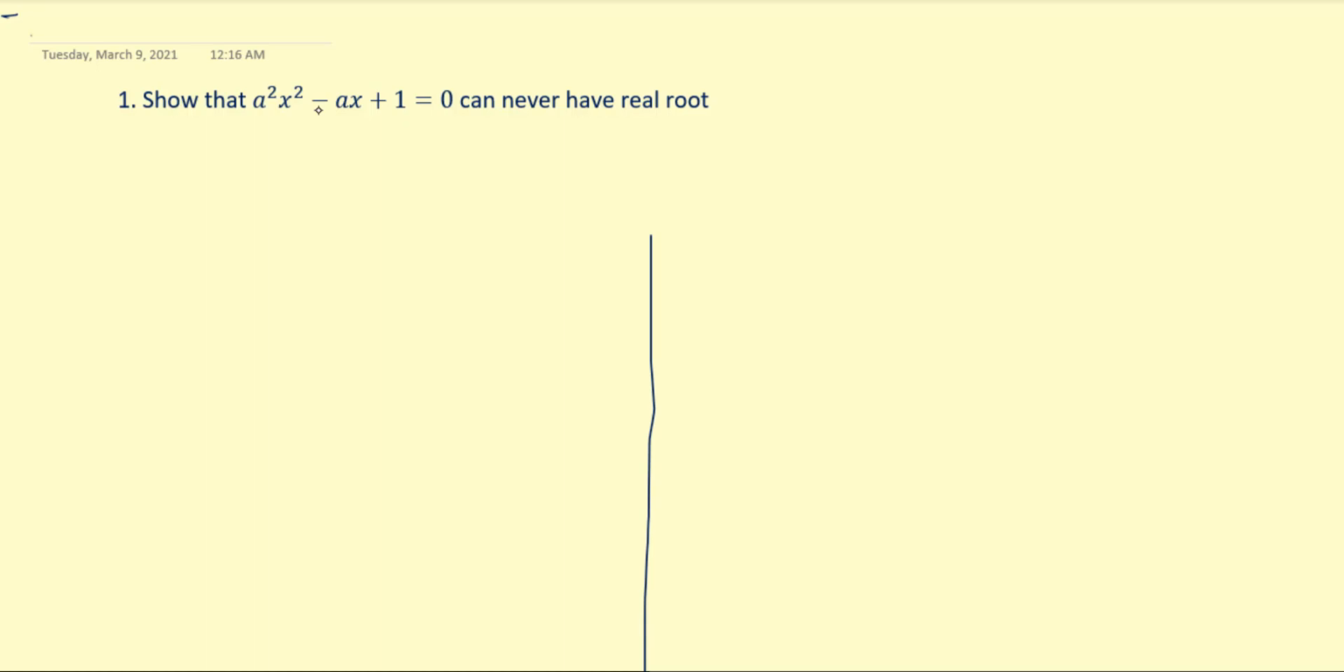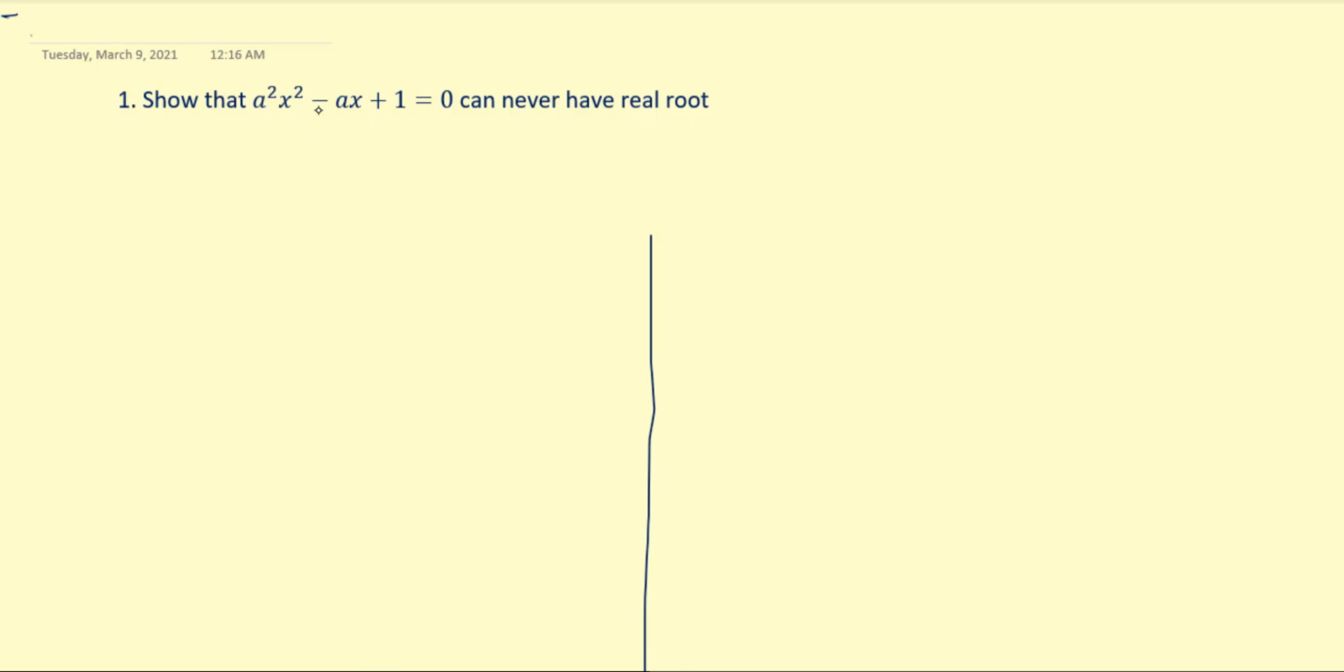We want to solve 5 questions on quadratic equation, polynomial, and partial fraction. So this is the first question. It says show that a²x² − ax + 1 = 0 can never have a real root. So what we need to show is that this can never have a real root.